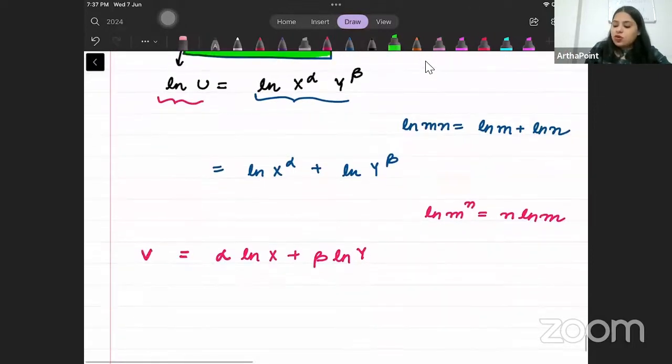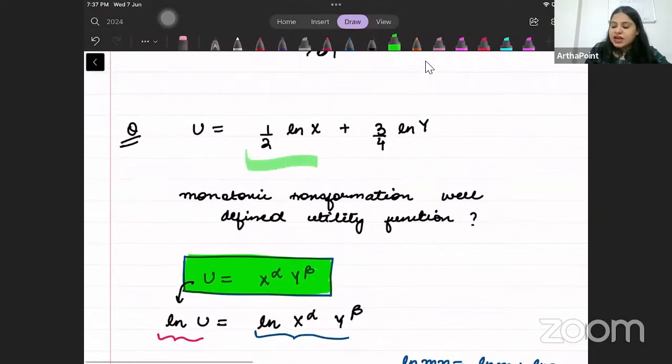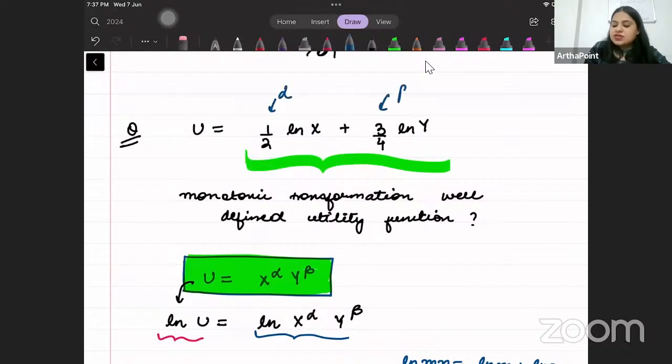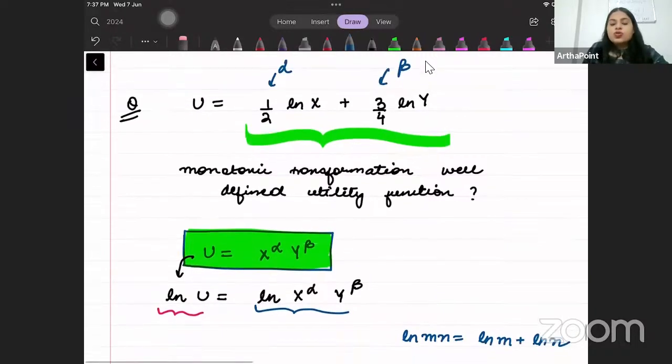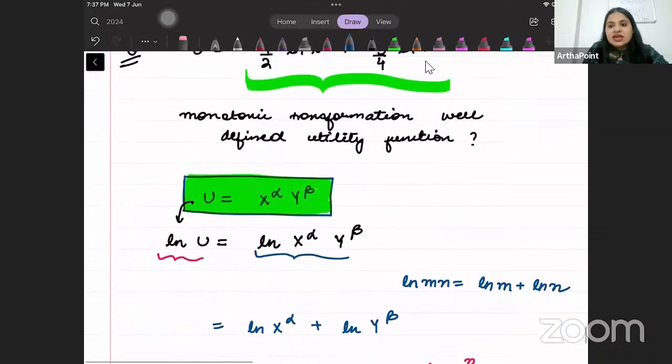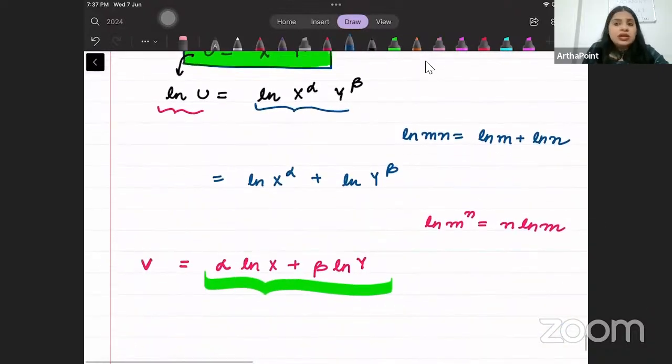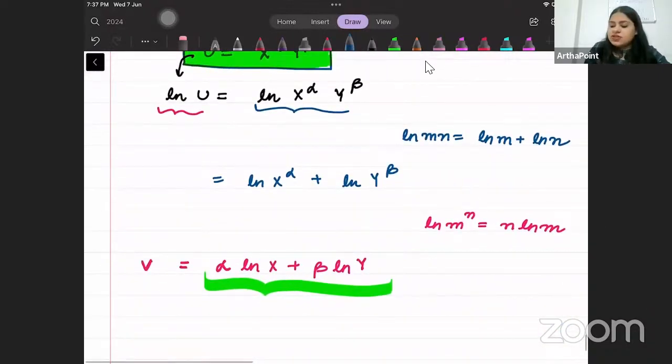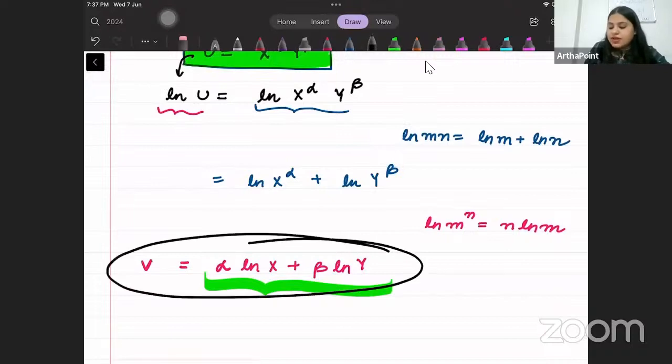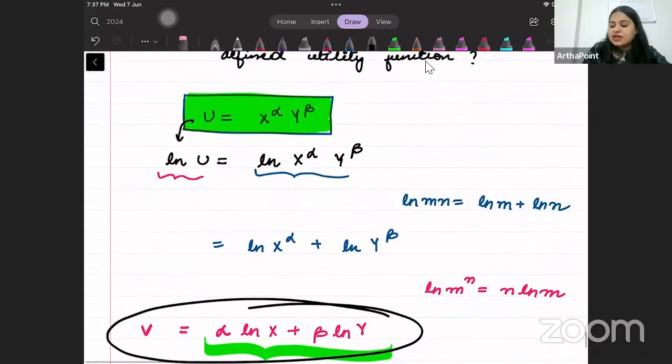Now if I look at the right hand side of this and the right hand side of the other, they seem very similar, maybe with alpha as half and beta as 3 by 4. So the right hand sides of the two resemble each other, and therefore in the background this is like that utility function. The two utility functions are very, very similar.